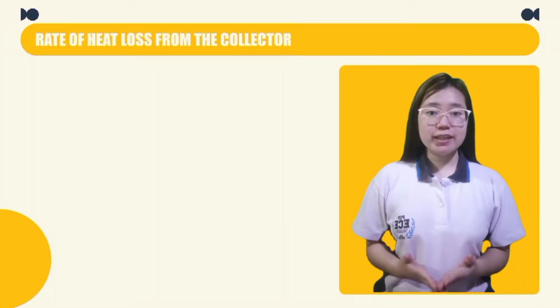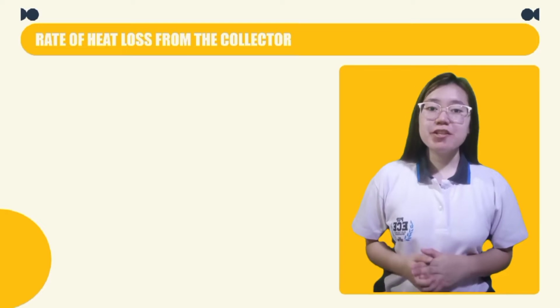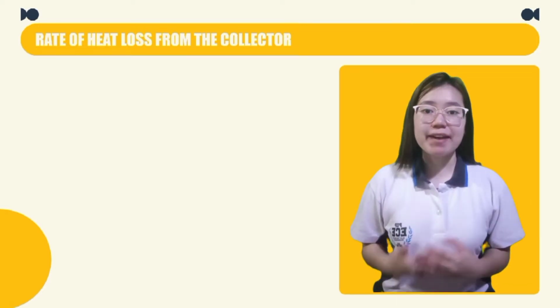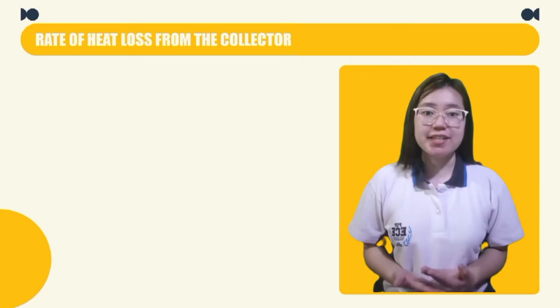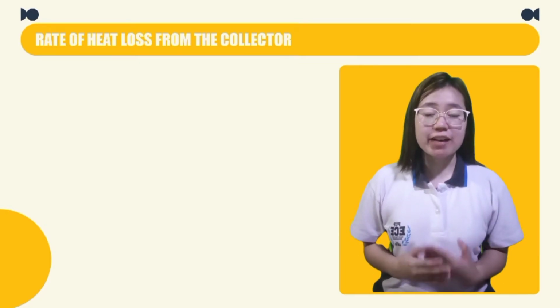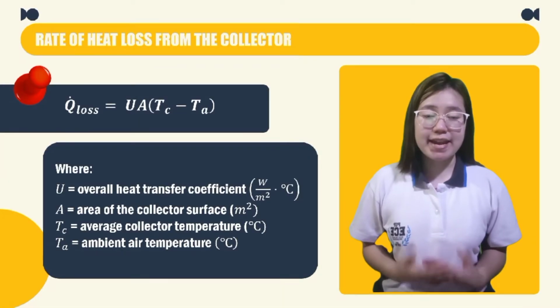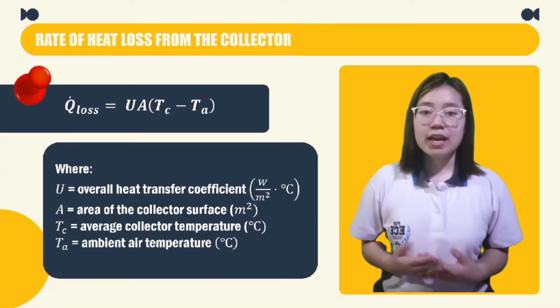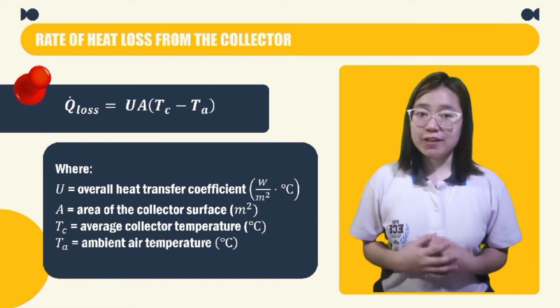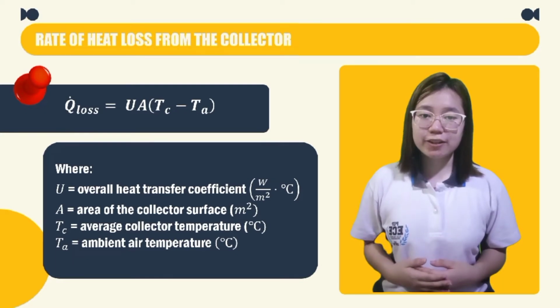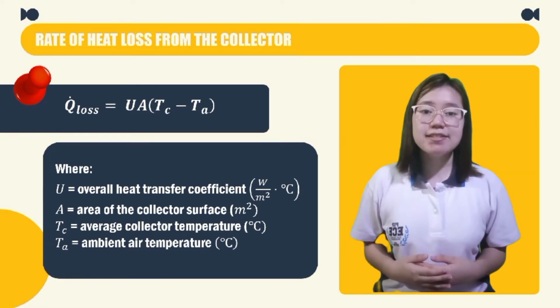If there is solar heat absorbed by the absorber plate, there is also heat loss from the collector by convection to the surrounding air and by radiation to the surrounding surfaces and sky. The rate of heat loss can be expressed as UA times the difference of T sub C and T sub A, as we can see here. U pertains to the overall heat transfer coefficient, A pertains to the area of the collector surface, while T sub C is the average collector temperature and T sub A is the ambient air temperature.